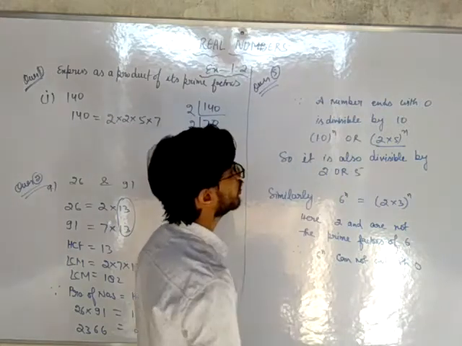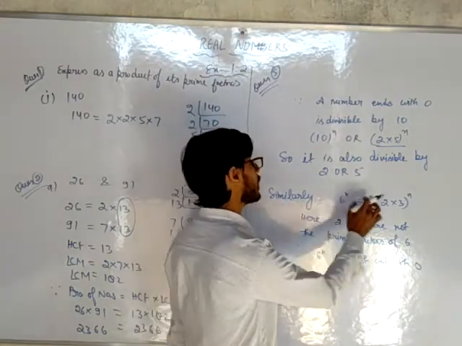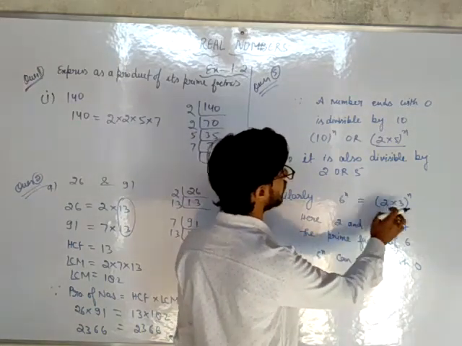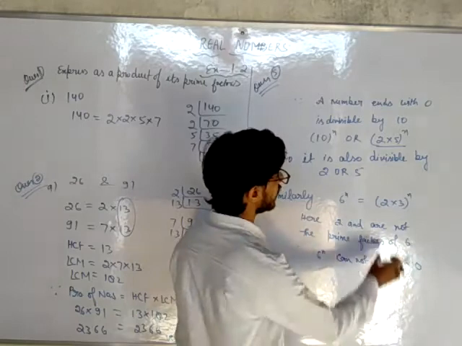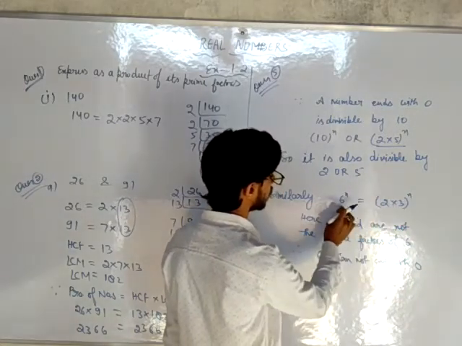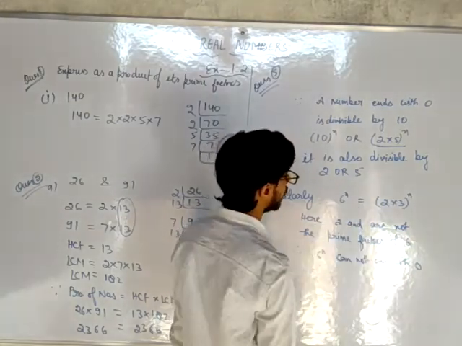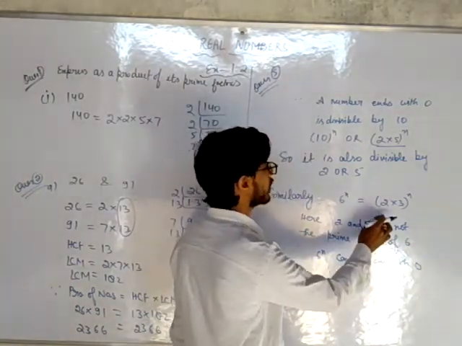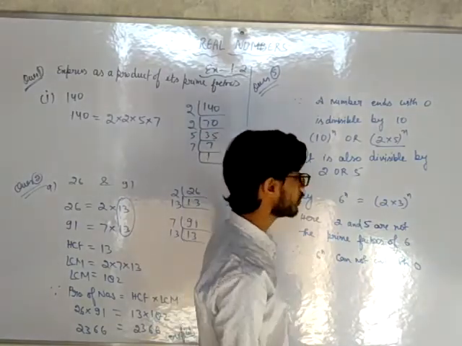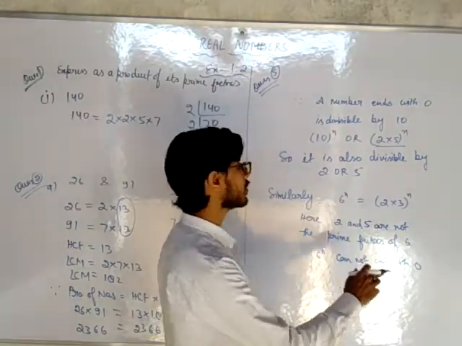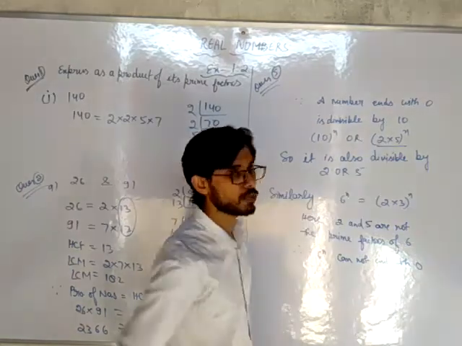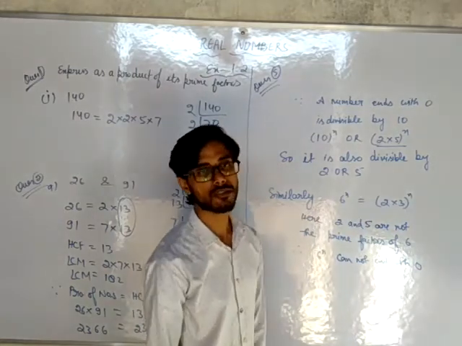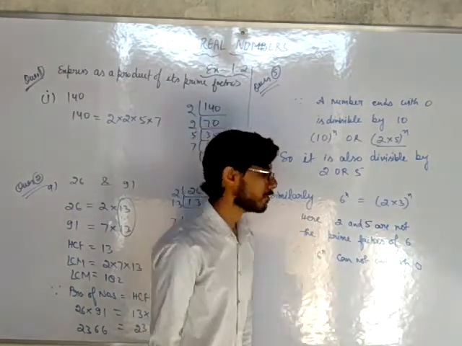Clear? It is saying prove that 6 to the power n can end with 0. It is not possible, because the prime factors of 6 to the power n are 2 into 3 to the power n, and the prime factors are not 2 and 5. Therefore 6 to the power n cannot end with 0. It is necessary for ending with 0 that the prime factors be of the form 2 into 5. And here, in the prime factors of 6, there are only the prime factors 2 and 3. Therefore, it cannot end with 0.